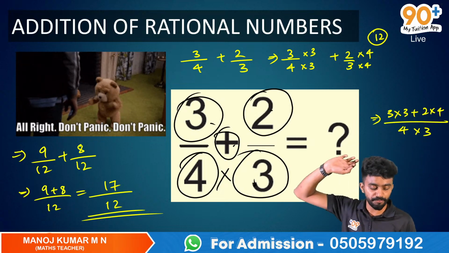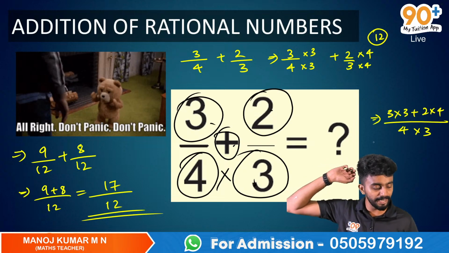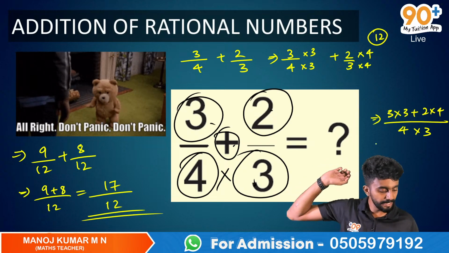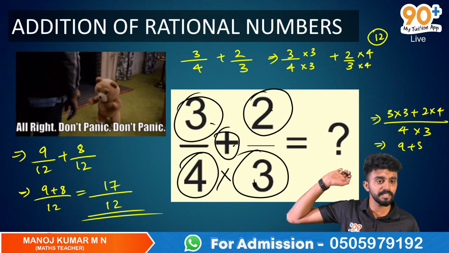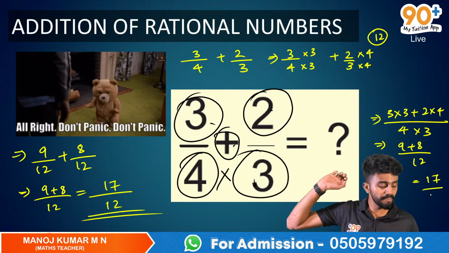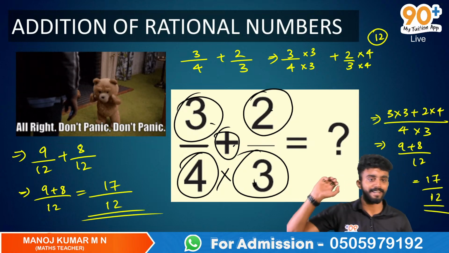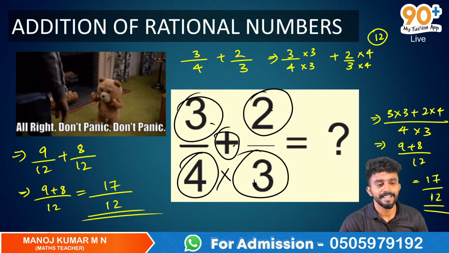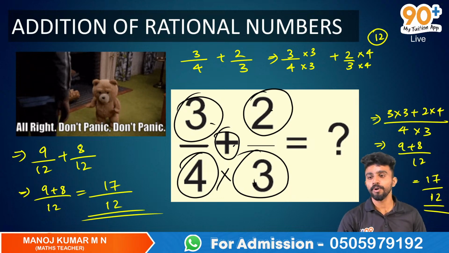In this case also, 3 into 3 is obviously 9, isn't it? So in this case also it is 9 plus 8 by 12. So in this case also you will easily get 17 by 12 as the right answer. Got it guys? Can we move forward? Are we good to go?